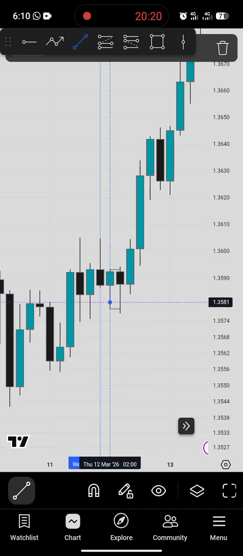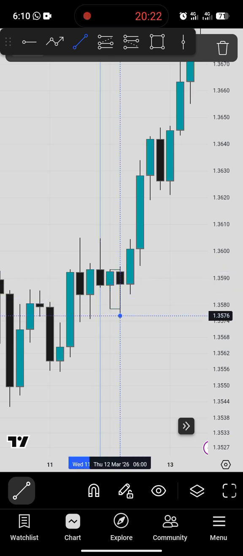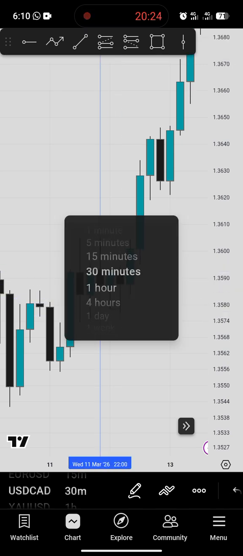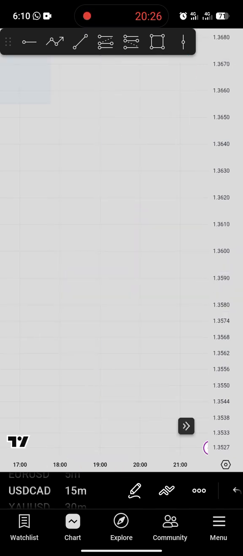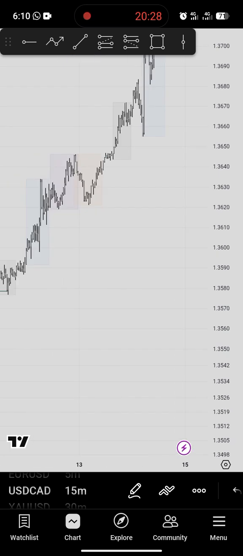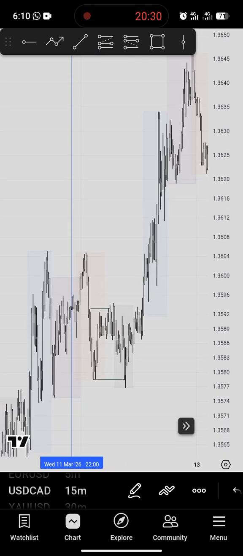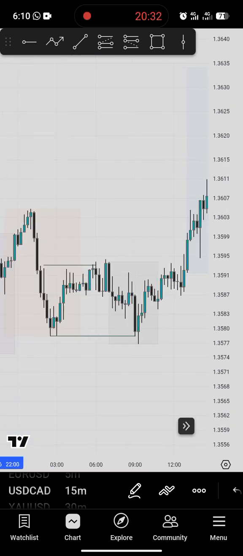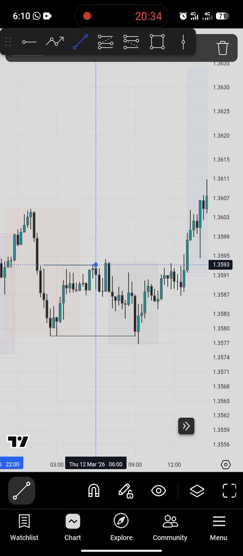So which area did price tap first? Is it the high or the low? Now let's see. Go back to our 15 minutes. Now on the 15-minute time frame, what happened? Price tapped into it on the what? I like that price went to get the high first.